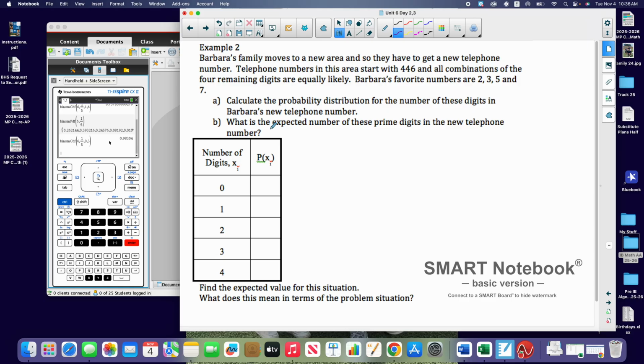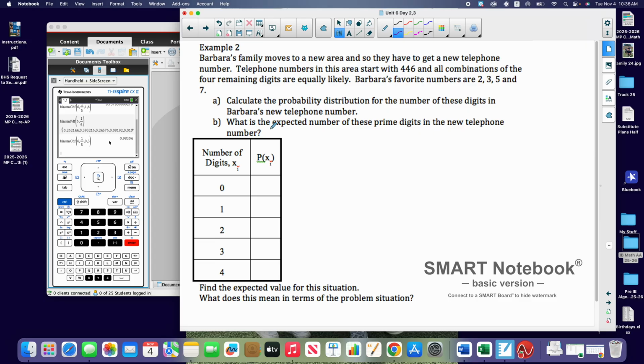Now they have the table set up for me. So if there's 4 numbers that are going in my phone number, because I can't pick the area code, it's already there. But I can pick the other 4 potentially. And so what's the probability that she has a success? She gets one of her numbers.